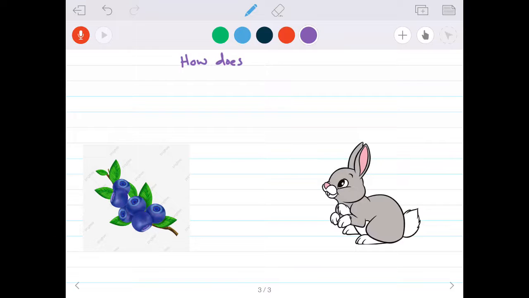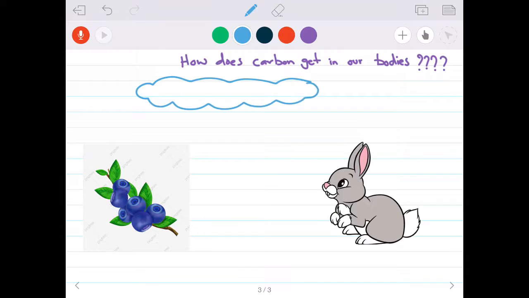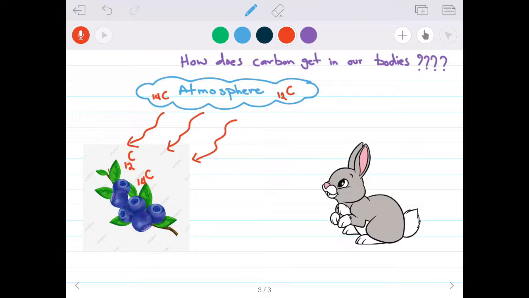So now the question that instantly pops into my mind is, how does carbon get into our bodies? Carbon is everywhere. It manages to find its way into just about everything around us. In fact, all living things are made up of carbon compounds, so carbon mixed with other elements. We find it in the food we eat, and in the air around us, in the atmosphere, everywhere. In the atmosphere, we have carbon in the form of carbon dioxide.